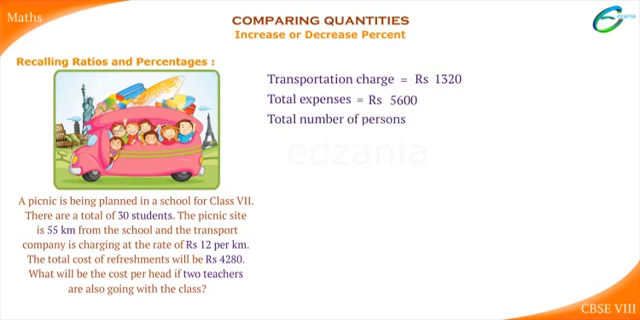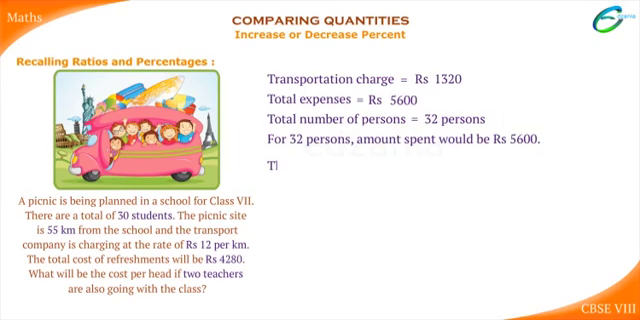Total number of persons, 30 students plus 2 teachers is equal to 32 persons. Now we can use unitary method to solve further. For 32 persons, amount spent would be rupees 5,600. Therefore, the amount spent for one person is equal to rupees 5,600 divided by 32, which is equal to rupees 175.